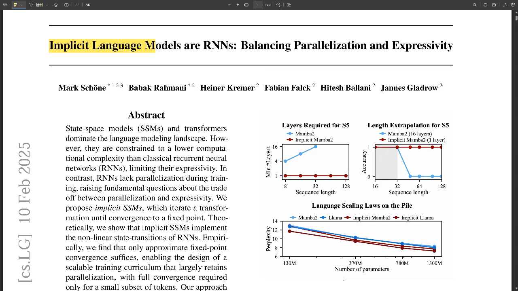We're going to be looking at implicit language models today. Specifically, we've got this research paper, Implicit Language Models are RNNs, balancing parallelization and expressivity. We've also got some supplementary material like study guides and briefing documents.